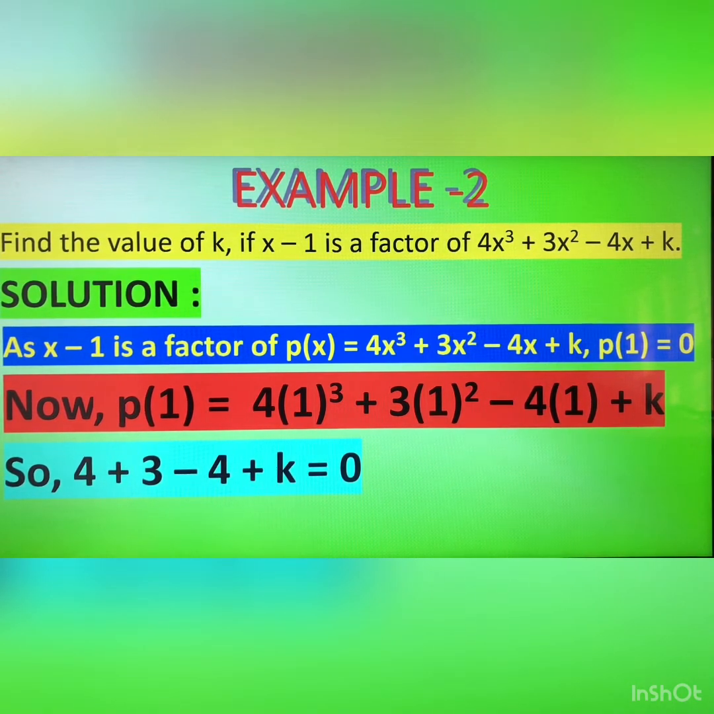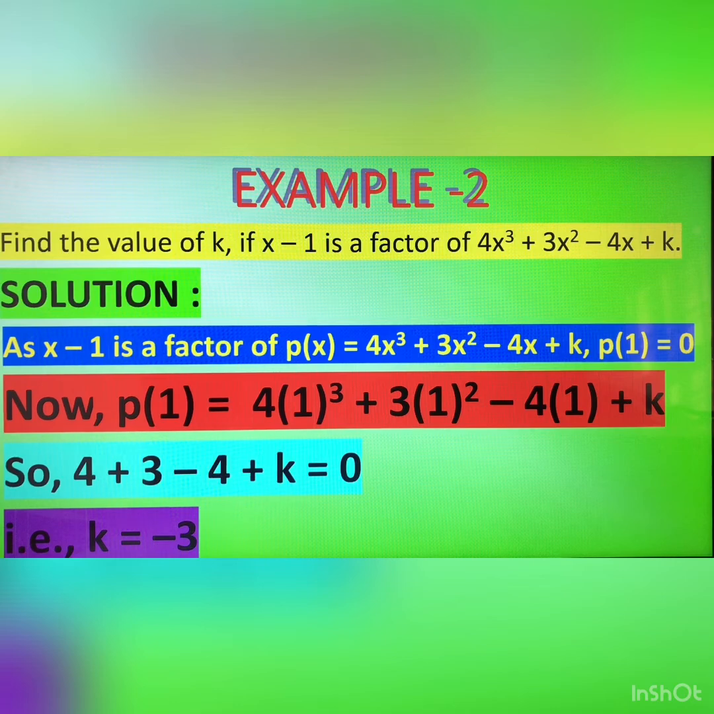So minus 4 and plus 4 both cancel out. So you will get 3 plus k. And transposing 3 to the right side, you will get k equal to minus 3. So this is the value of k. You found the value of k without actual division, using the factor theorem. So this is the factor theorem.